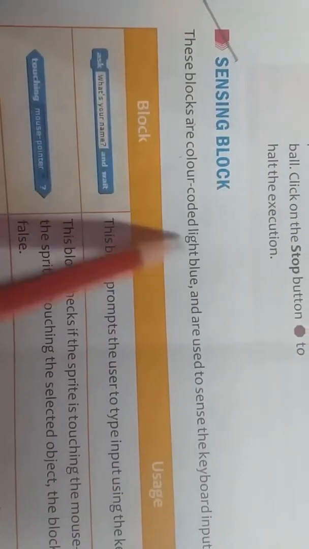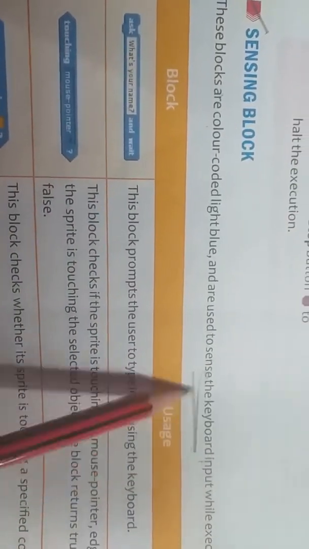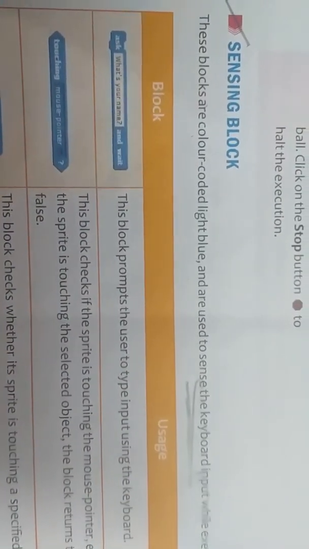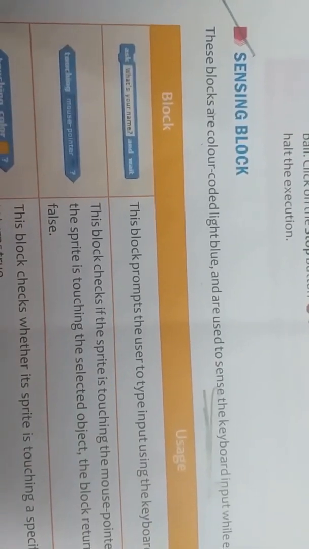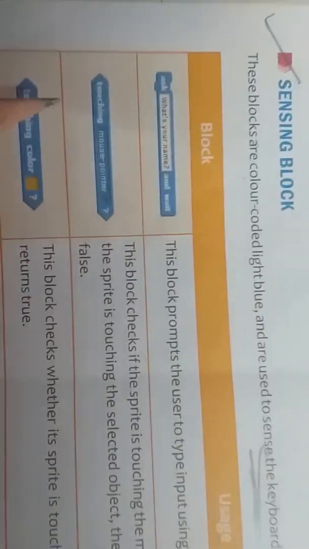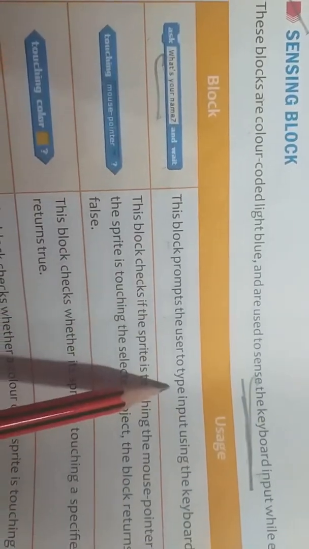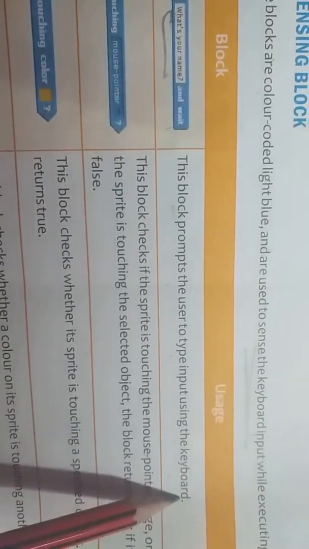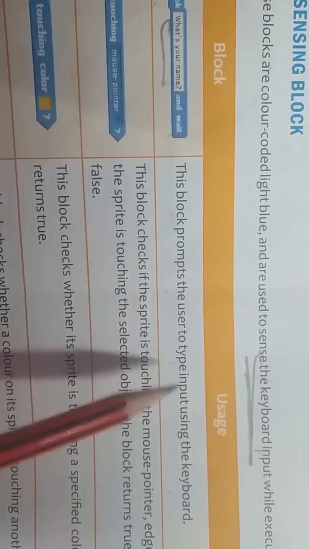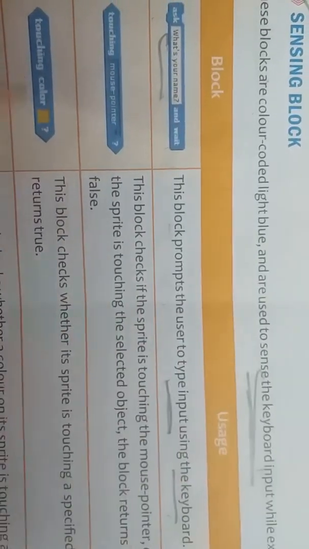So these blocks are color coded light blue and are used to sense the keyboard input while executing the script. Yes, these blocks are in light blue color, and these blocks are used to sense the keyboard. If we want to give any input from the keyboard, which blocks will we use? Sensing blocks. So here the first one we have is ask, any message we can give, and wait. Ask and wait. So this block prompts the user to type input using the keyboard. Prompt means it will help the user to type input using the keyboard.